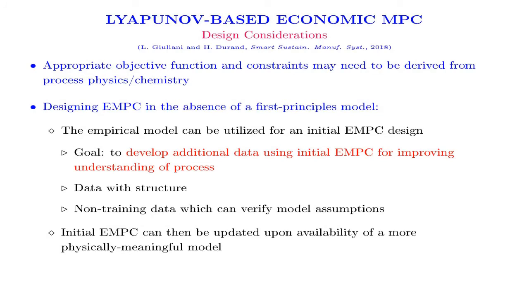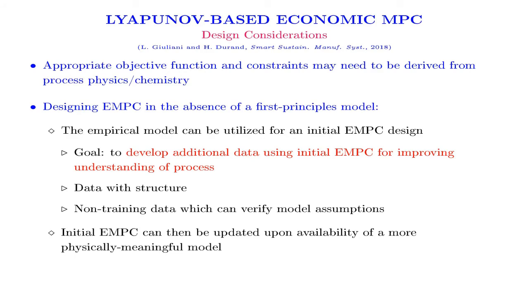For the LEMPC design, motivated by the fact that an appropriate objective function and constraints may need to be derived from process physics and chemistry, prior works have suggested the use of empirical models for an initial EMPC design if a first principles model is not available. Particularly, the goal is to collect additional data using this initial EMPC for improving the understanding of the process. The controller could be used, for example, to gather data with a certain structure that may unveil a physical form, or non-training data that can verify model assumptions.